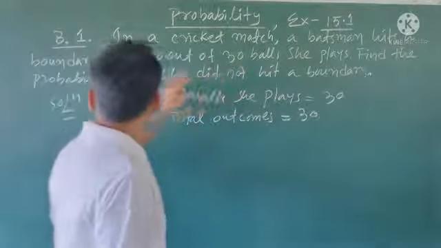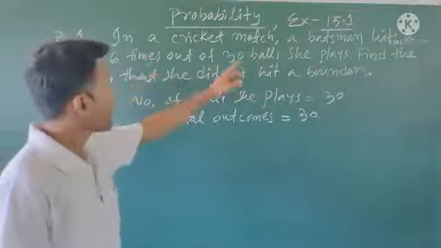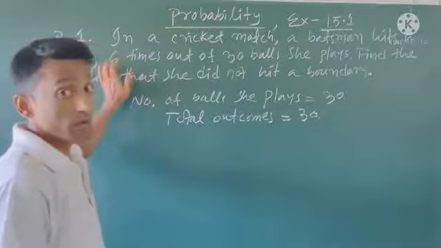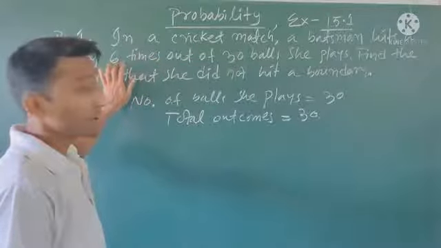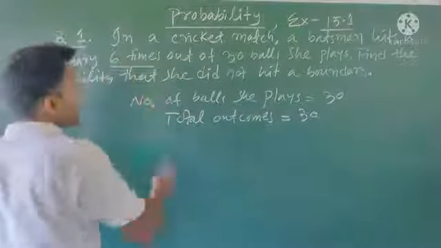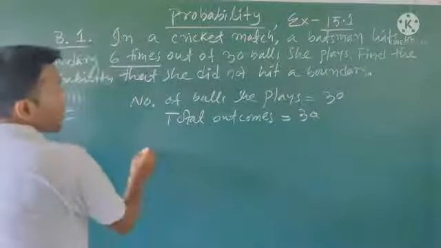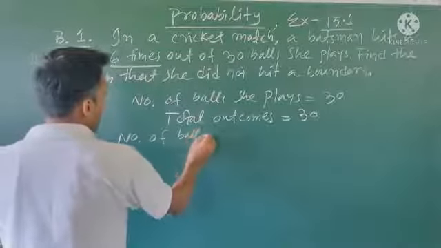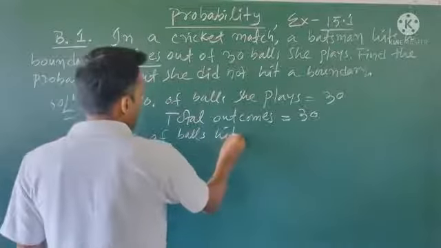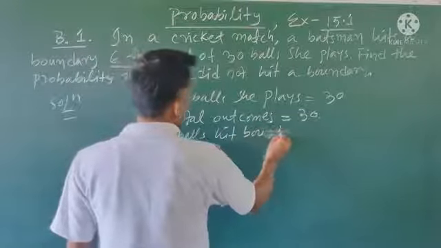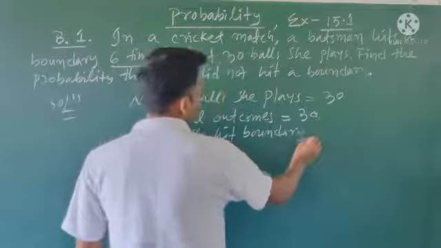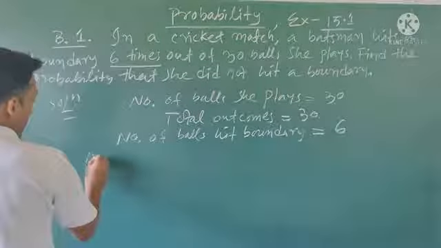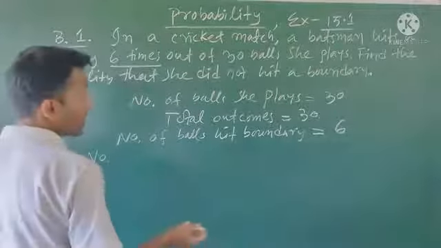Now you see, the batsman hit a boundary 6 times out of 30 balls. So in how many balls she hit boundary? 6 times. That means in 6 balls. Okay. So number of balls that hit boundary is how much? 6.